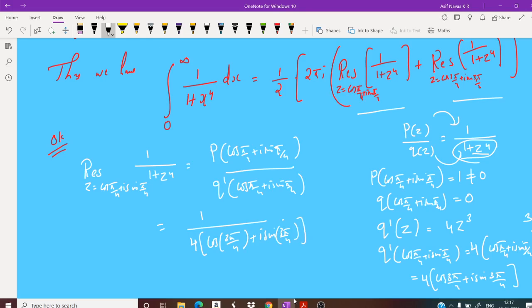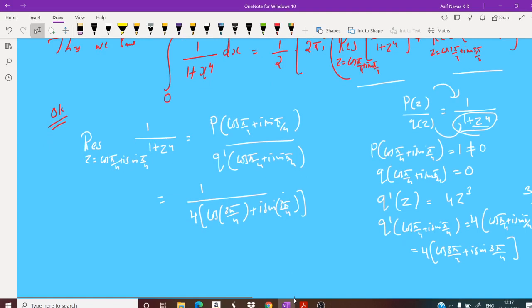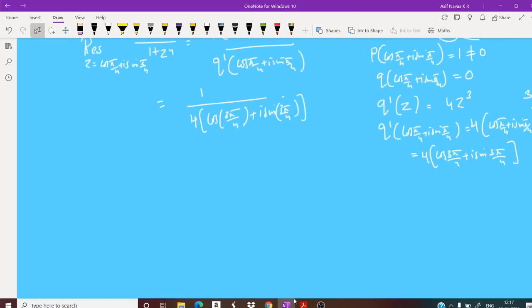Okay, so this is clear. Now this you can write as 1/4 times 1/e^(i theta), since cos theta + i sin theta is e^(i theta). So with i times 3pi/4, this is equal to 1/4 times e^(-i 3pi/4).